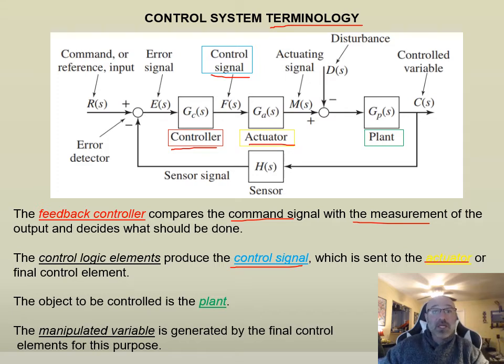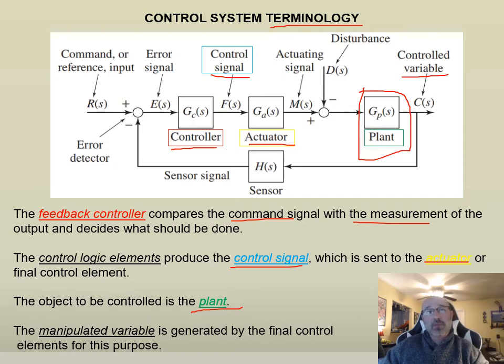The object to be controlled is the plant. So in our system here, our object to be controlled is the antenna, where it's positioned. And then the manipulated variable is generated by our final control element. Whatever the manipulated variable is, it's going to come out of our control element right here. So this is just some of the terminology as we relate back.